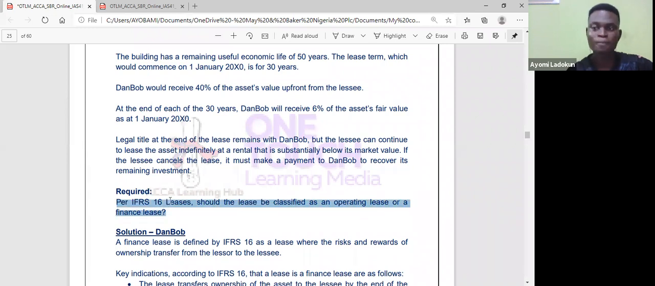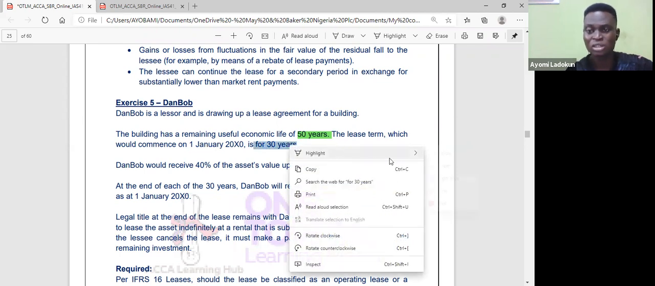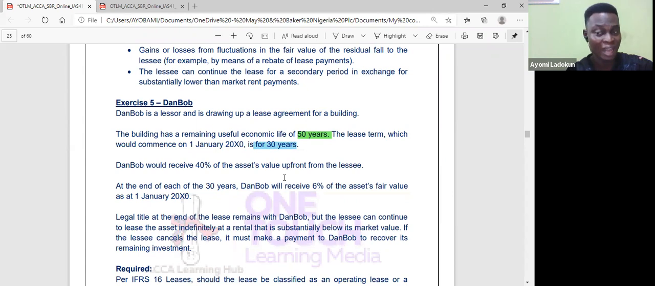Okay, normally, an operating lease is where the risk and reward incidental to that asset remain with the lessor. In fact, most times you see the lessor will carry out maintenance and all of that on that particular asset. Downboard is a lessor and is drawing up a lease agreement for a building. The building has a remaining useful life of 50 years. The lease term will commence on 1st January 2016 for 30 years. But the question is, is 30 years significant?